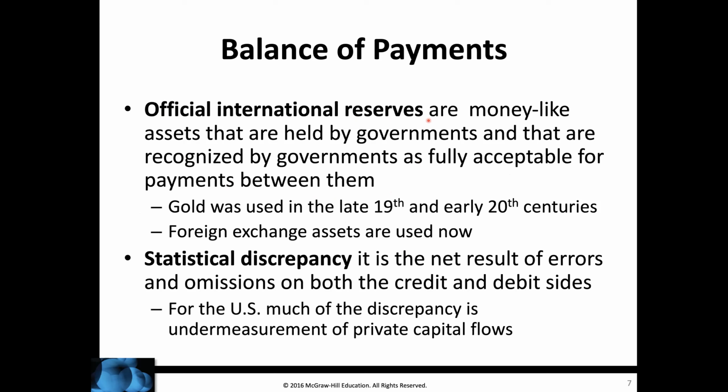We have also, as part of our balance of payments, a statistical discrepancy. And this is the net result of errors and omissions on both the credit and debit side. So if we don't quite balance, we know that there's going to be some sort of statistical discrepancy. So this is a bit of a plug number. For the US, much of the discrepancy is under measurement of private capital flows. So not having a full picture of funds that are private that are moving between nations. And so that would be our statistical discrepancy.